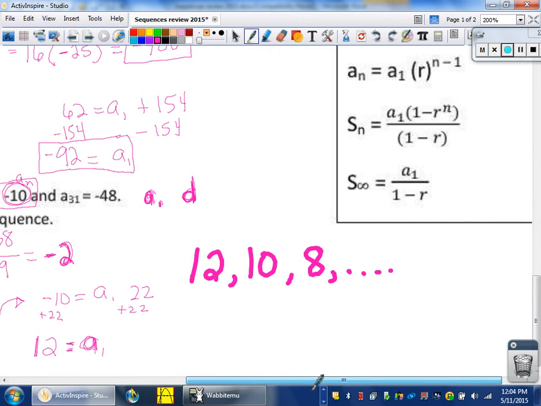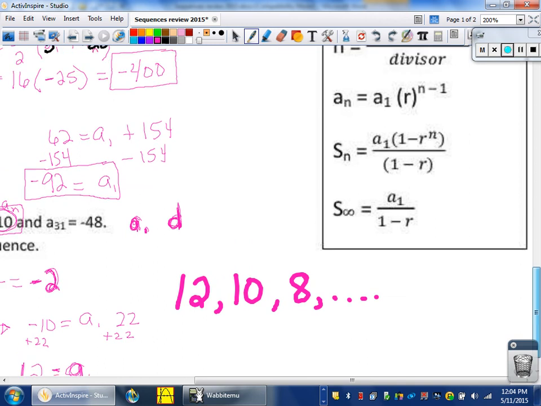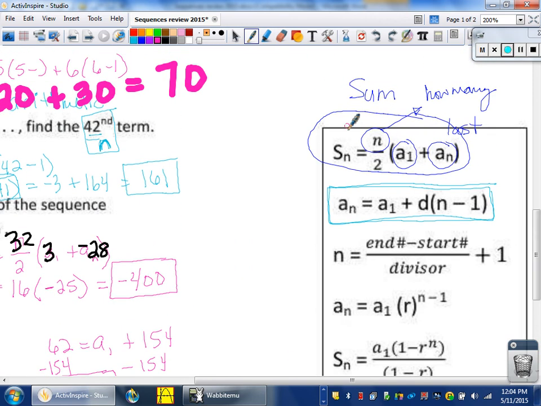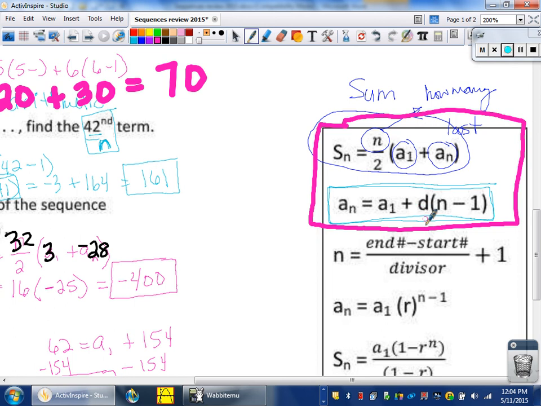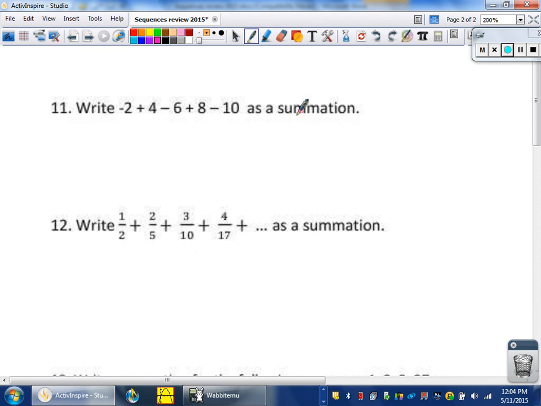Fantastic, arithmetic sequences. Use these formulas. These are your arithmetic sequence formulas, one for the sum, one for a term, or the general formula, if you like. Let's see what's next. On to the back. Summation. So, summation notation, we need to first draw our big sigma.